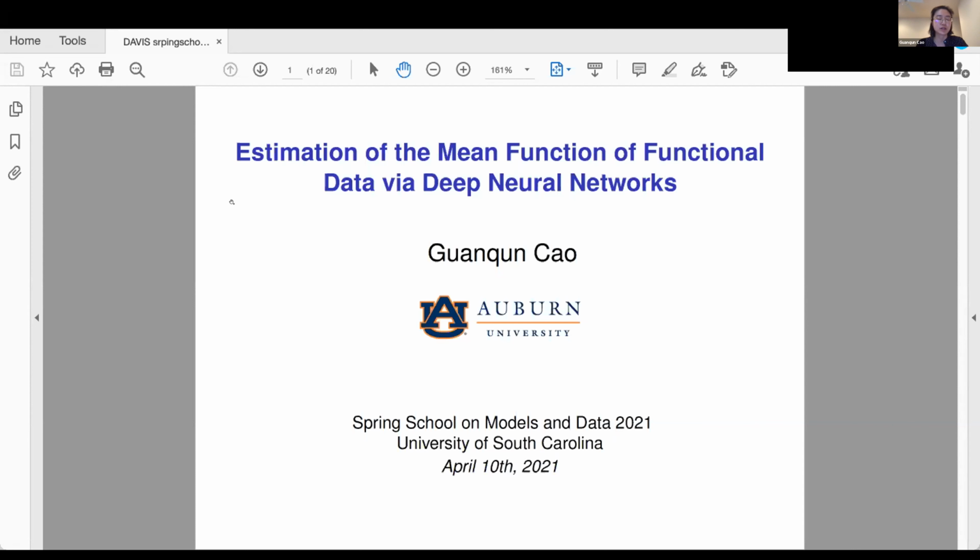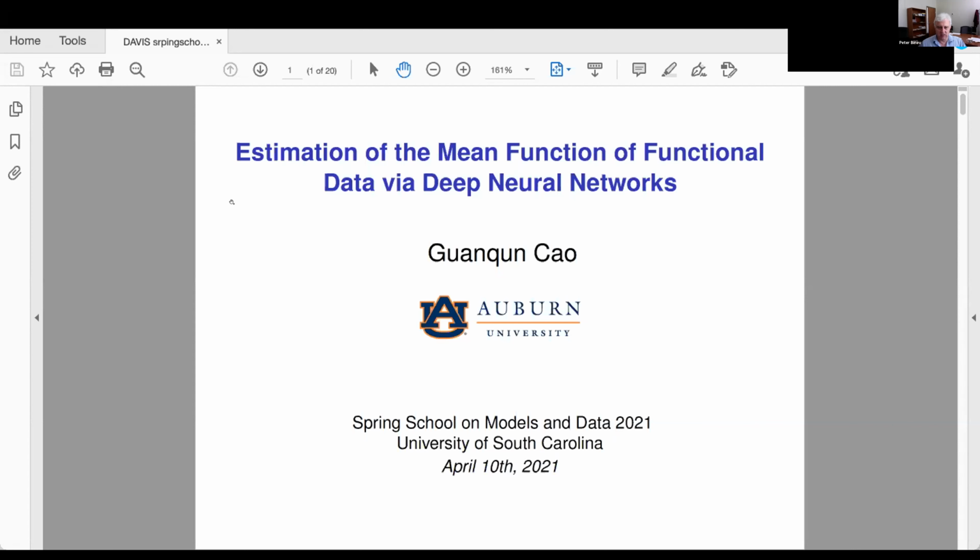I would first like to briefly introduce the functional data regression model and the DNN structures. Then I will focus on the method: how to estimate the mean function in functional data analysis by deep neural networks. I will also present the convergence rate. And finally, I will show the result for the motivating data set. My motivating example is Alzheimer's disease.